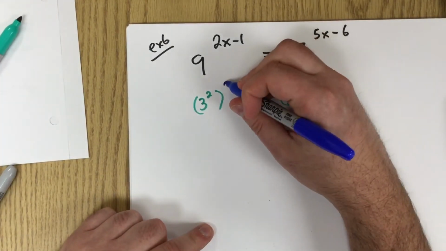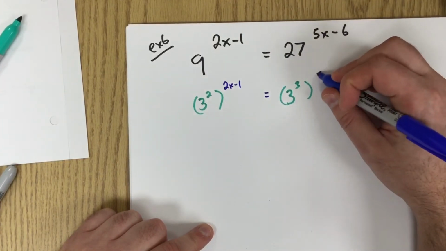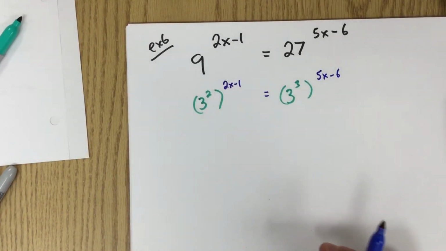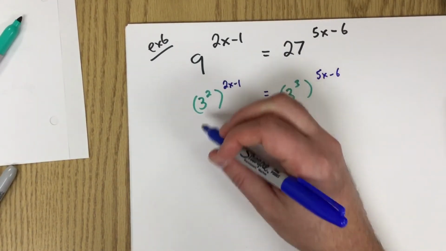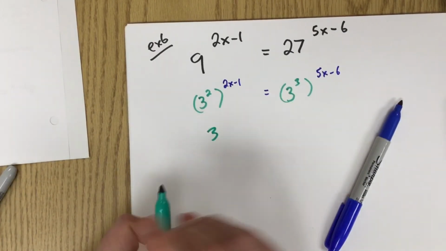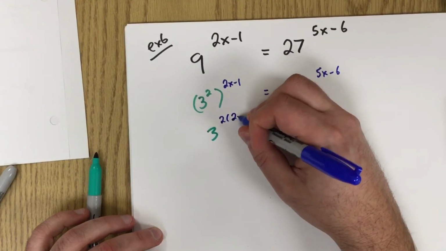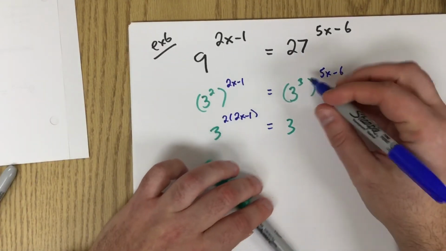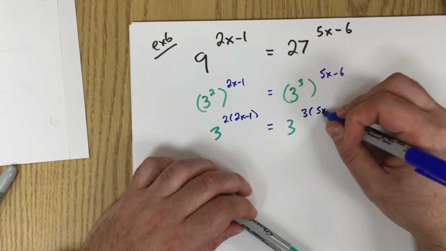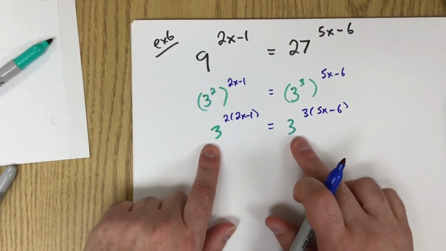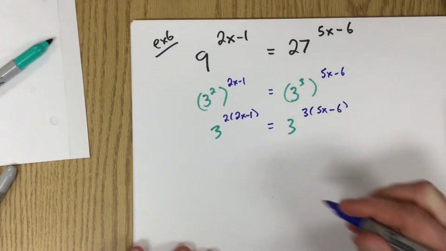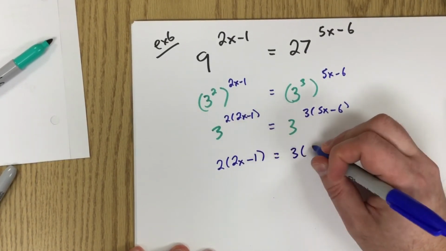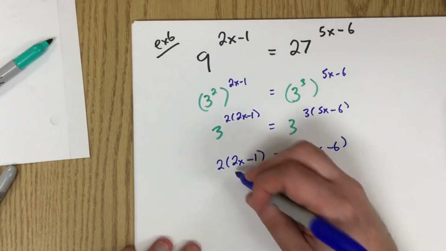And that's to the power of 2x minus 1 and 5x minus 6. They're not quite the same yet. We've got to put those exponents away. 3 to the 2 to the 2x minus 1 is going to be 3 to the 2 times 2x minus 1, which is going to be 3 to the power of 3 times that, 3 to the 5x minus 6. Now the bases are the same, which means the exponents themselves have to be the same. So 2 times 2x minus 1 equals 3 times 5x minus 6.